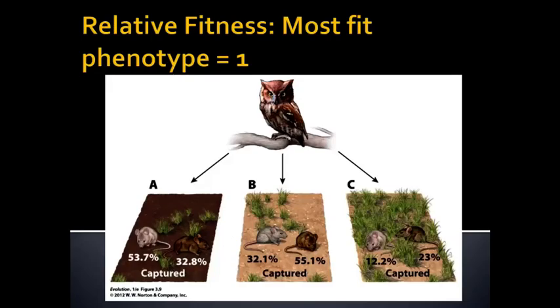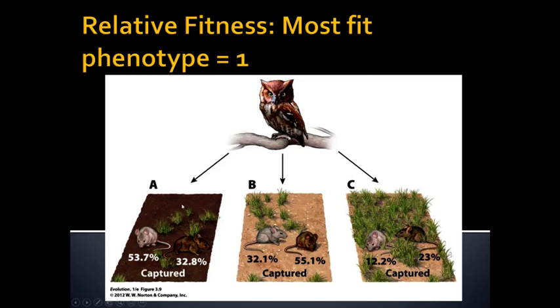So the most fit phenotype equals 1. A fitness level of 0 means that you're either dead or you're sterile. There's no way you can pass your genes on to the next generation. Okay? So we now have a continuum where we have the most fit phenotype being a 1 and the least fit phenotype being a 0. And remember that that relative fitness depends on environment.